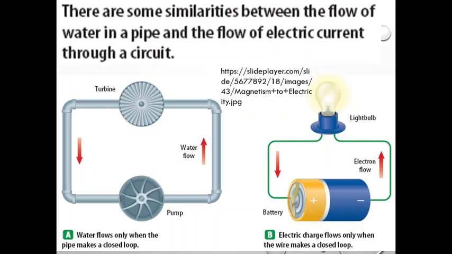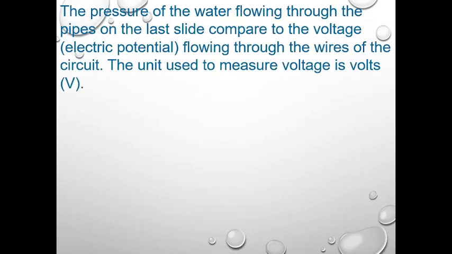And guys, there are some similarities between the flow of water in a pipe and the flow of electric current through a circuit. In picture A, you can see how water flows only when the pipe makes a closed loop. In picture B, you can also see how electric charge flows only when the wire makes a closed loop. The pressure on the water flowing through the pipes on the last slide compares to the voltage, the electric potential, flowing through the wires of the circuit.